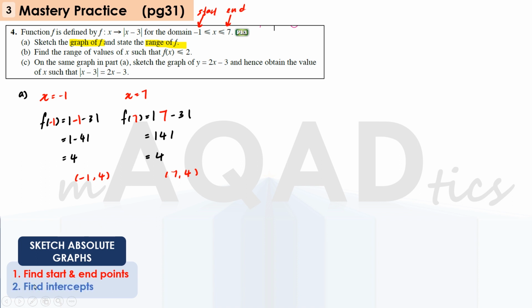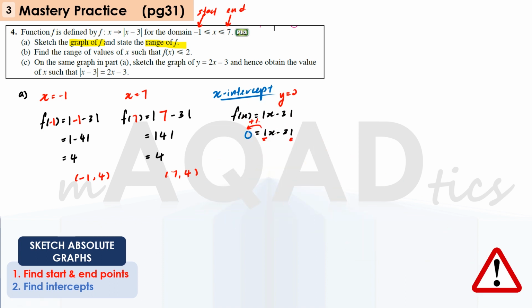The second one is to find the intercepts. If we want to find the x-intercept, we need to let y equal 0. That means we change f(x) equals 0. Again, we move the modulus to the other side. If we move to the other side, we are moving plus and minus, but plus and minus does not have any impact on 0. You don't have a positive 0 and a negative 0 because these two are the same. So we only have one version: 0 equals x - 3. We rearrange and get our x-intercept, which is 3.